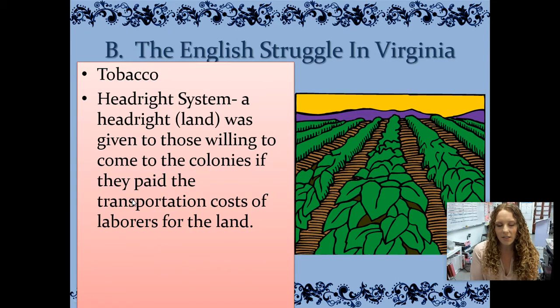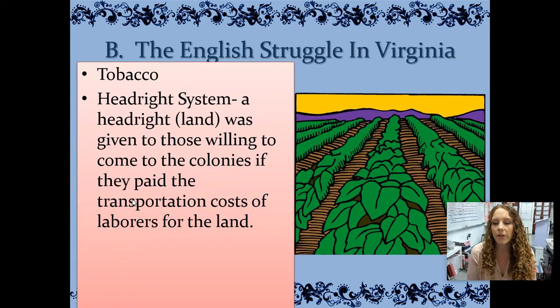So the headright system, again, this was used in Virginia and several other colonies. A headright is a plot of land. It's a land grant, okay? And so what the Virginia Company and other colonies might do is they would say, okay, an investor, you invest X amount of money, you get a headright, which is basically a plot of land, which you can then turn into your tobacco plantation.